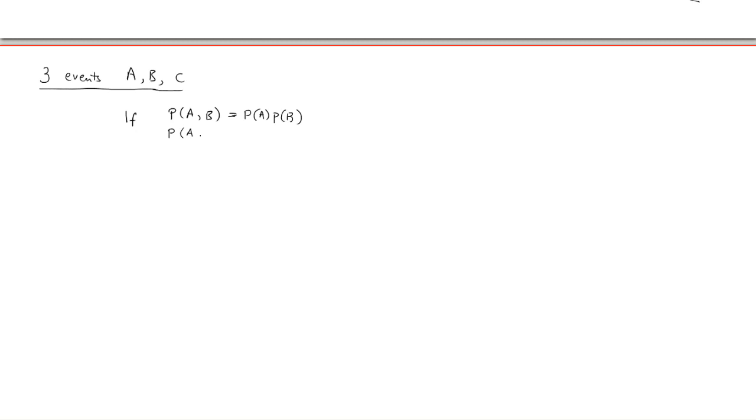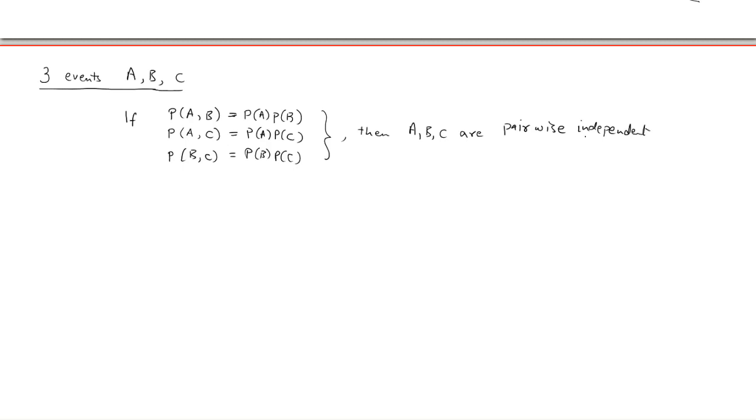And if, in addition, probability of AC equals probability of A multiplied by probability of C, then A and C are also independent. And if probability of B and C equals probability of B multiplied by probability of C, then B and C are also independent. These are all the pairs you could make: A,B, A,C, and B,C. If all of these hold, then you will say that A, B, and C are pairwise independent. Every pair among them is independent. Sometimes I will just write PI, pairwise independent.